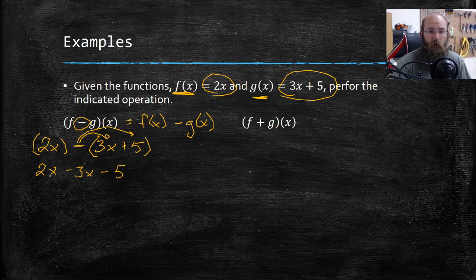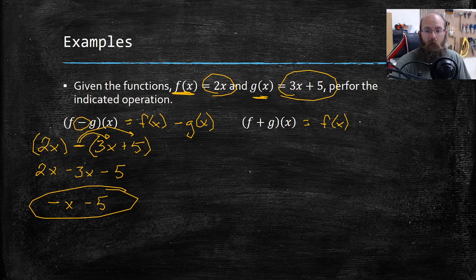Then I combine like terms. So I have 2x and 3x. Gets me a negative x minus 5. Done. Next one, I'm adding two things up. F of x plus g of x. F of x is the 2x. No big deal there. Adding that to g of x, 3x plus 5.